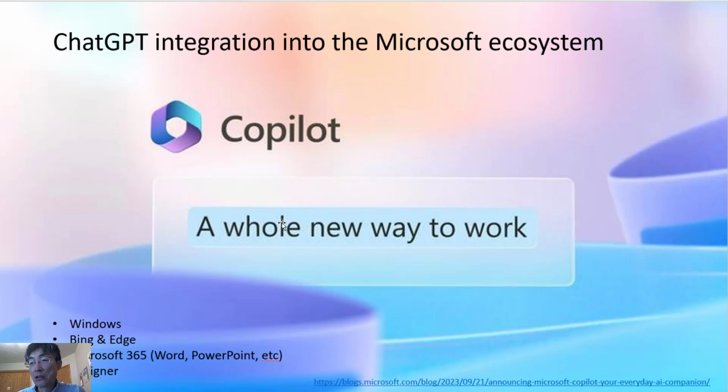And last week, one of the very important things that was announced is that Microsoft announced the ChatGPT integration into the Microsoft ecosystem. So the Microsoft Copilot was integrated into Windows. You can talk to the operating system. You can use that in terms of Bing search and also Microsoft 365 in Word, PowerPoint, Excel. And there's also a designer tool that you can use to generate content.